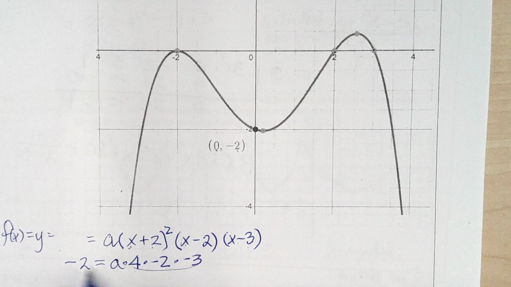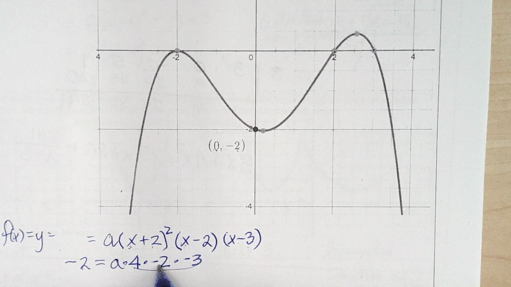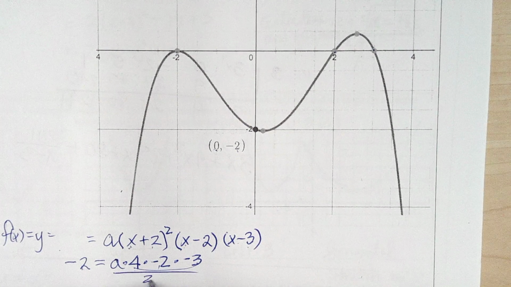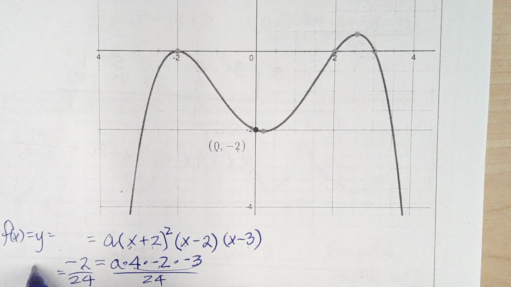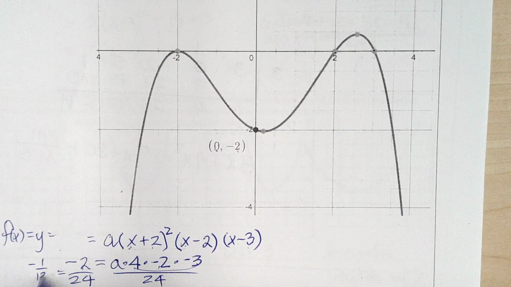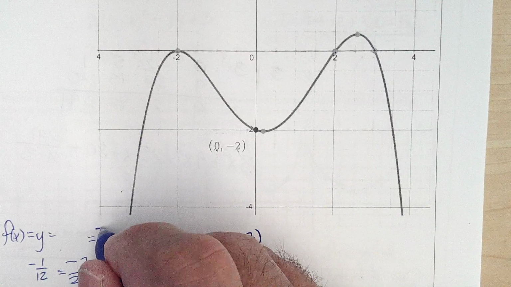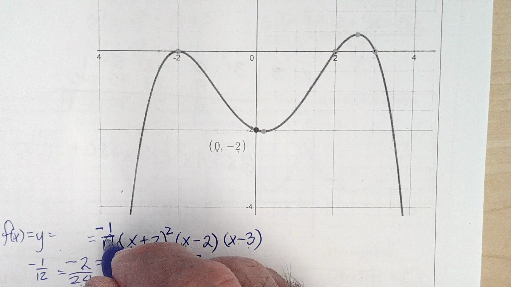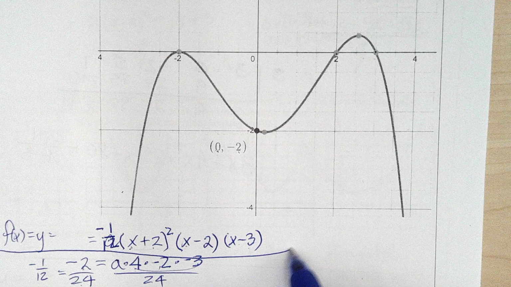And these multiply to be -2. See, that's -8 plus 24. So I'd have to divide by 24, which reduces to -1/12, and that's what A would have to be, or -2/24, either way. And so there's what the function is.